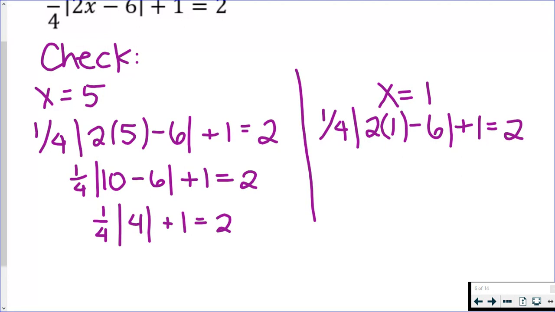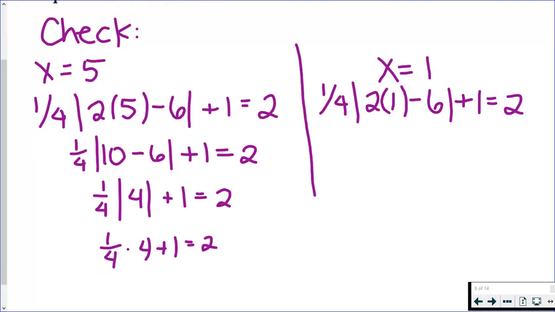So 2 times 5 is 10, minus 6 is 4. Now the absolute value of 4 is just 4. And then 4 times a fourth would give us 1. So we end up with 1 plus 1 equals 2, which is true. So that means 5 is a correct solution. Do the same thing with the other absolute value. We're going to plug in 1.